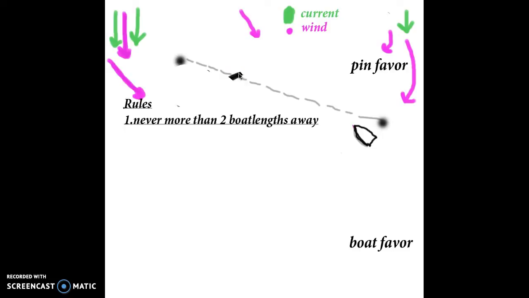Let's keep it simple. Understand what the current, the wind, and the line skew mean. It's going to be very, very difficult for us to cross the line in a quick amount of time at the favored end. So you need to stay here, right here, ready the whole time.